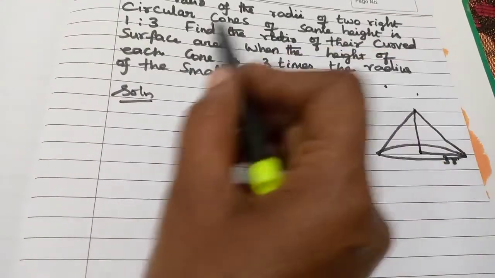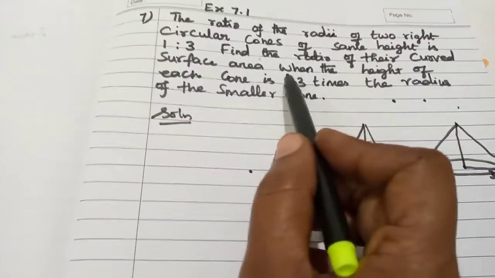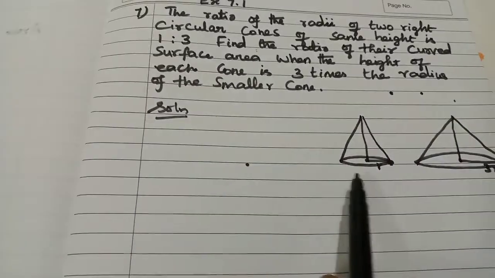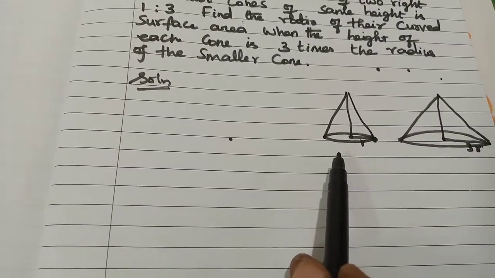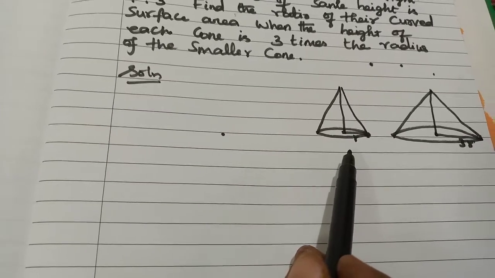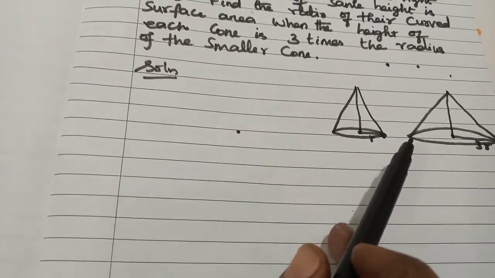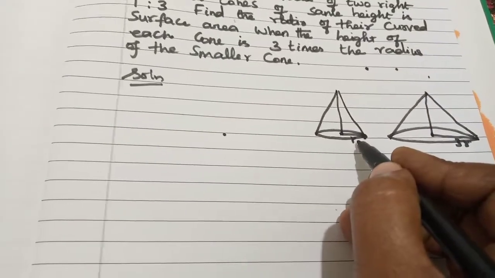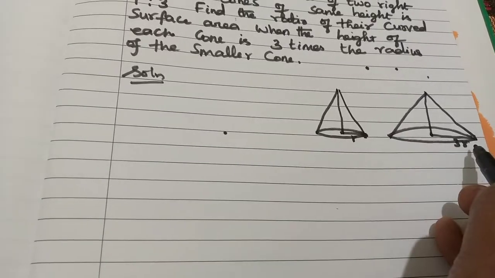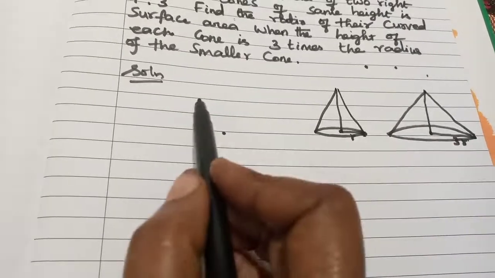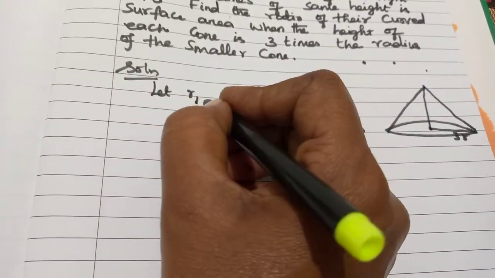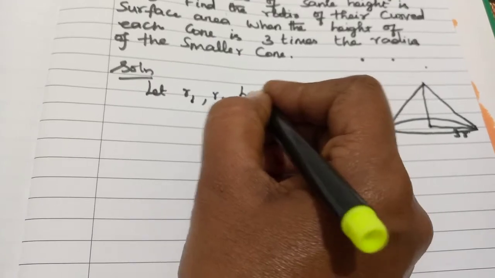The ratio of the radii of two right circular cones of the same height is 1:3. Find the ratio of their curved surface areas. If you know the formula, you can do it. What is the curved surface area of the cone formula? CSA of the cone is pi r L. We need the radius and the slant height, then we can do it. So let R1 be the radius of the first cone, and R2 the radius of the next cone. The ratio is given as 1:3.